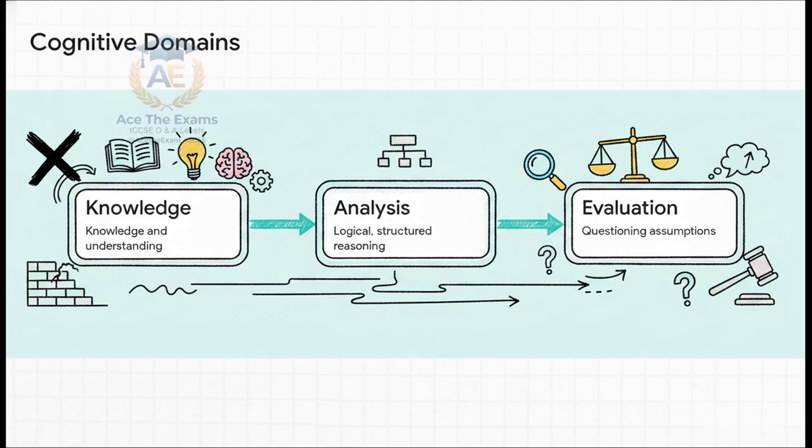If you only memorize, you are going to hit a brick wall at Step 1. You absolutely have to move past simply stating what a ledger is. You have to analyze why a specific entry was made in the context of the scenario, and then evaluate its ultimate impact on the business's overall financial health. That is how you get the marks.